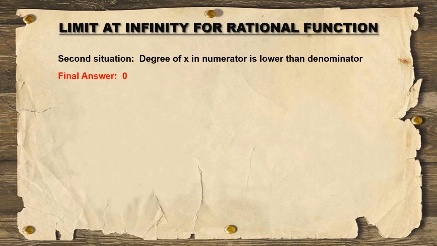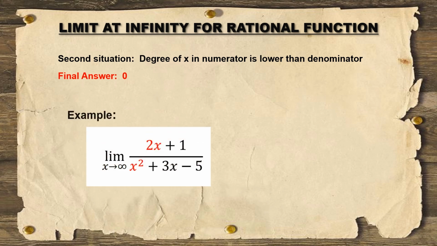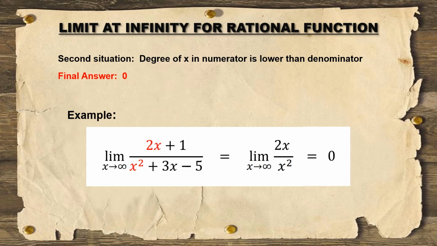Now, for the second situation, where the degree of x in numerator is lower than denominator, the final answer will be 0. For example, after rewriting the function, we notice that the power of x is smaller in the numerator. Therefore, the answer for this is 0.